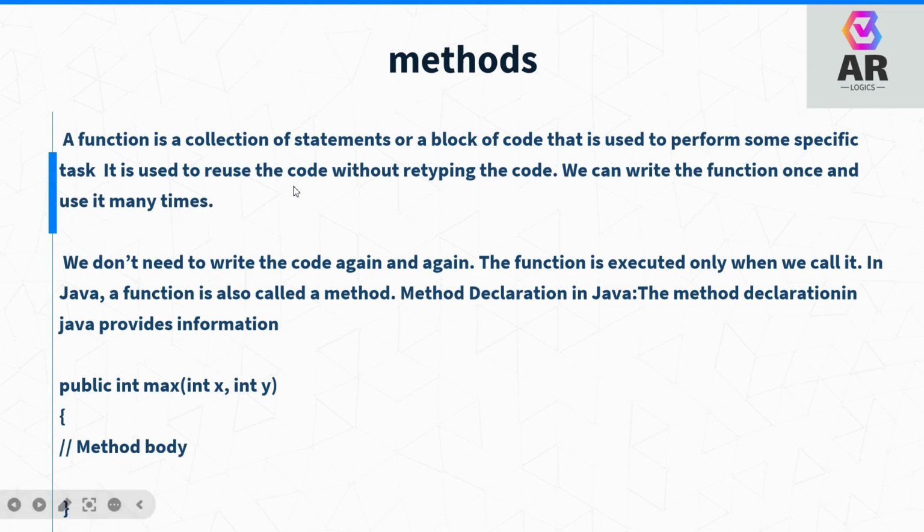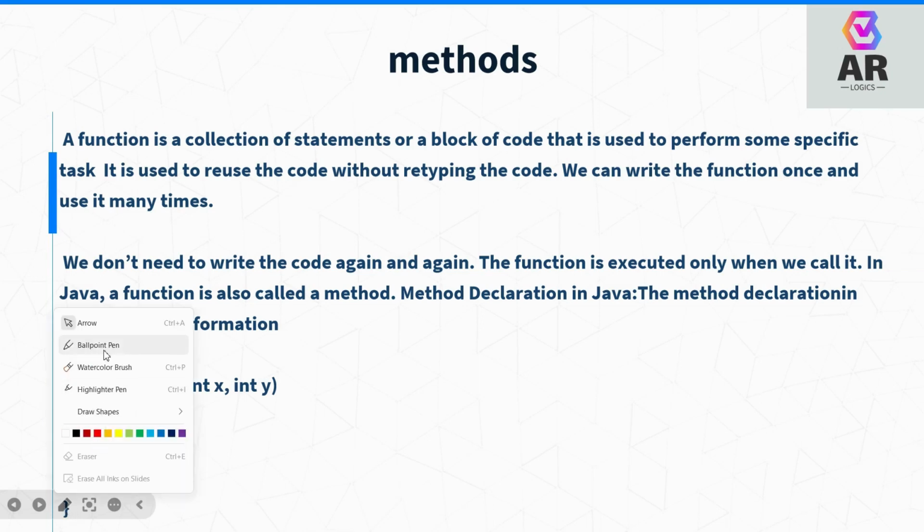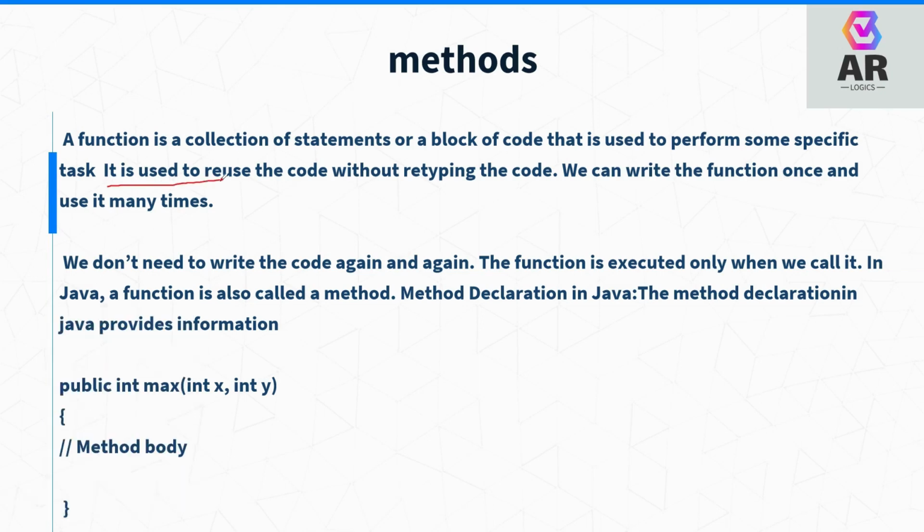What is the purpose of a method? It is used to reuse the code without retyping the code. Once you write the code, you can use it anywhere in the class. You can write the function once and use it many times. You don't want to write the same code again and again.